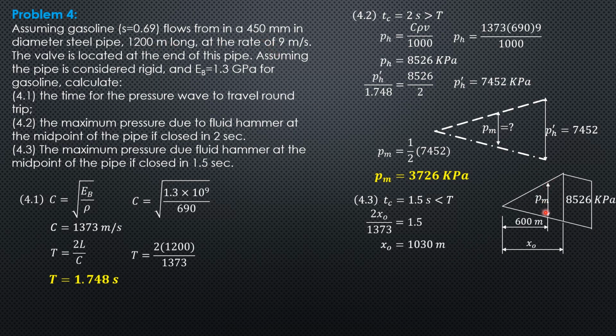So it is somewhere here. Then by similar triangles, PM is to 600 as 8526 is to XO. So P sub M is to 600 as 8526 is to 1030. So the pressure at the midpoint of the pipe, the increase in pressure, the fluid hammer pressure, is 4967 kilopascals.